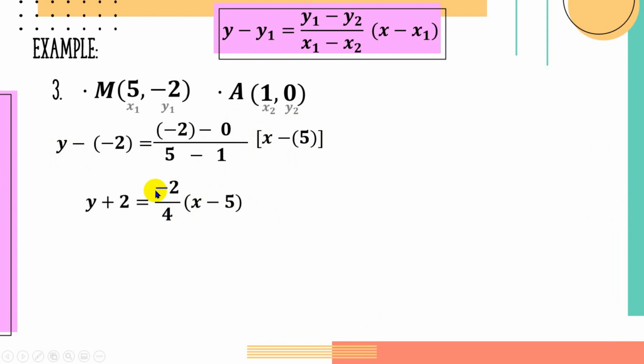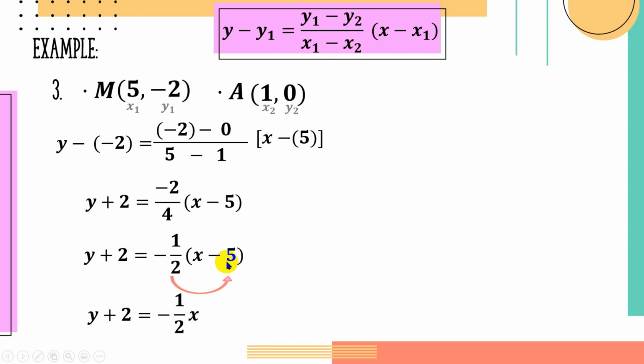Simplify first po muna itong negative 2 over 4, that is negative 1 half, and then distribute it here in the parenthesis. So, magkakaroon tayo ng y plus 2 equals negative 1 half times x is negative 1 half x. And then, negative 1 half times negative 5. So, negative times negative is positive. 1 times 5 is 5. So, positive 5 over 2.